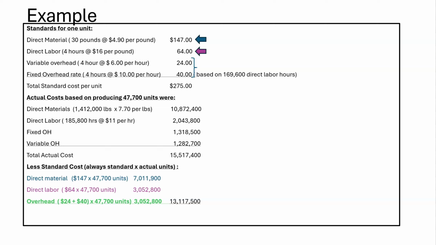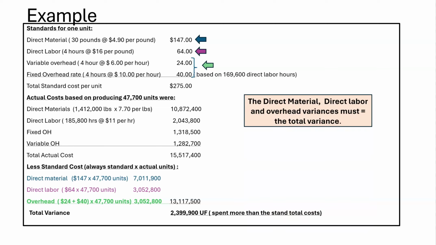And this doesn't look good, because if you look at this, the total standard cost is much less than the actual cost. The difference is $2,399,900 unfavorable. Now what we want to know is how did we end up so unfavorable? Is it because of the materials, the labor, or the overhead? When we get done, our three variances must equal 2,399,900 unfavorable.